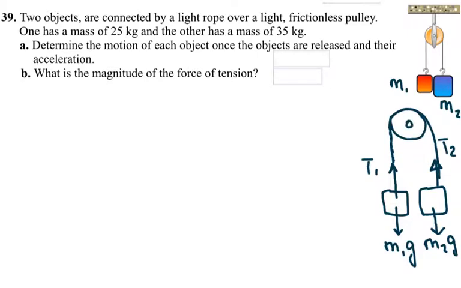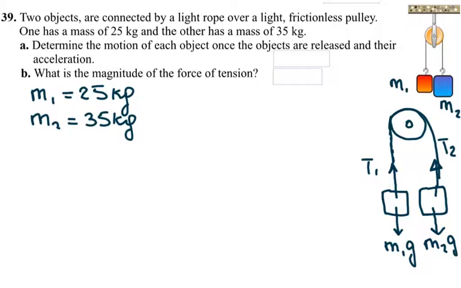And here is the pulley. What's given here is M1, we're going to choose 25 kilograms, and M2 we're going to choose 35 kilograms. The acceleration due to gravity is also 10, so we can calculate M1G and M2G.